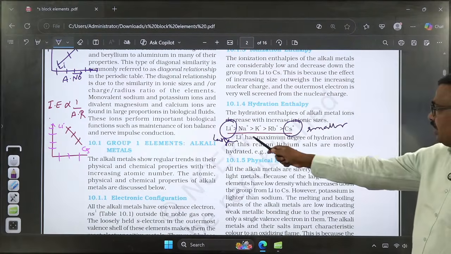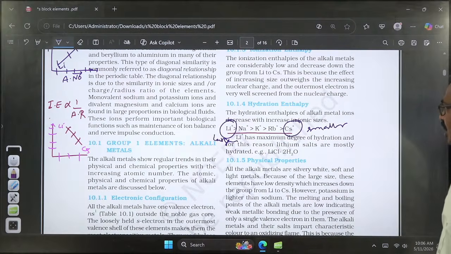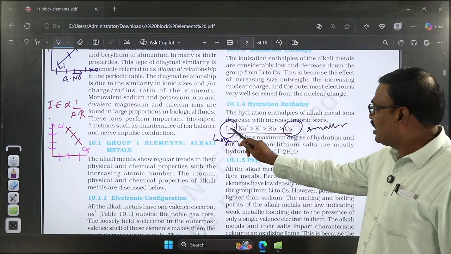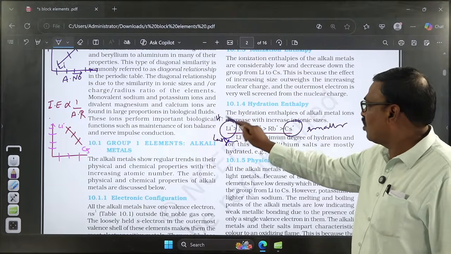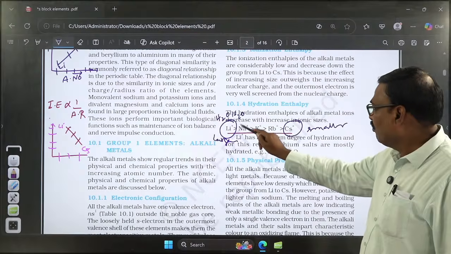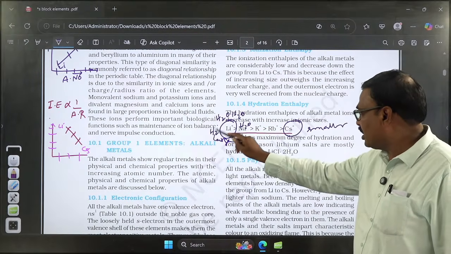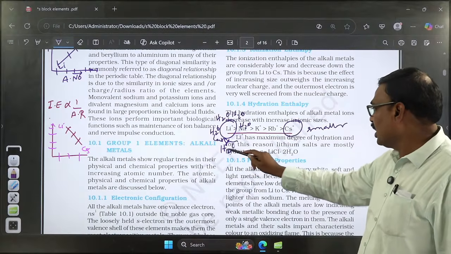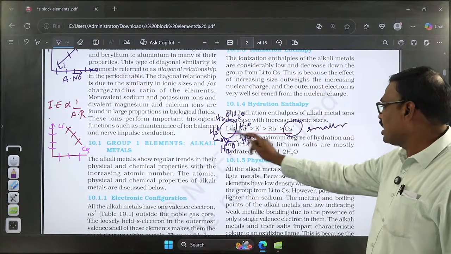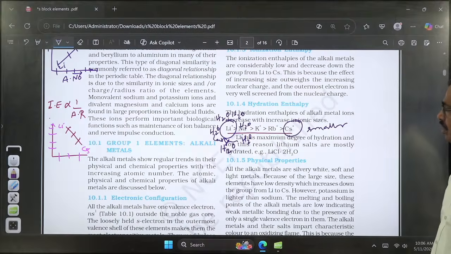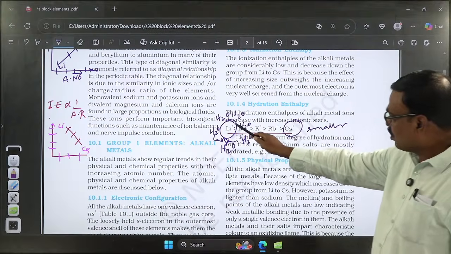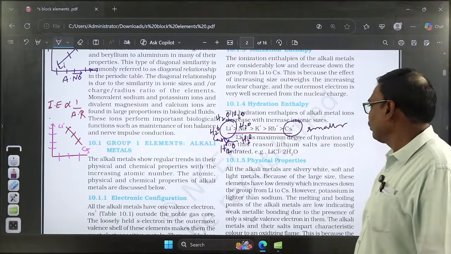So gradually there is a decrease in the hydration enthalpy, because that smaller lithium ion is surrounded by more water molecules. Whenever the solvation is high, the liberated energy is also high, so lithium ion has more hydration energy. That hydrated molecule size will also be larger.